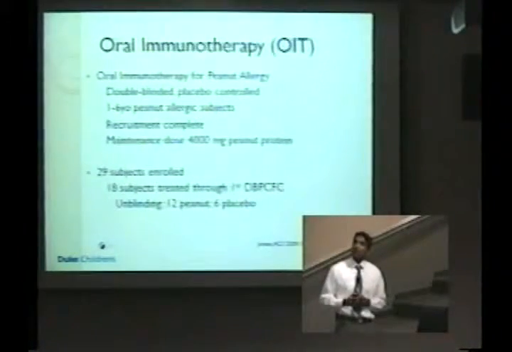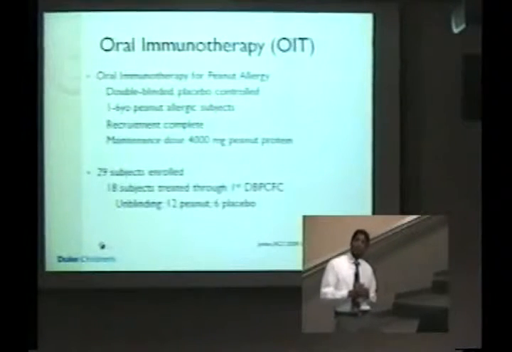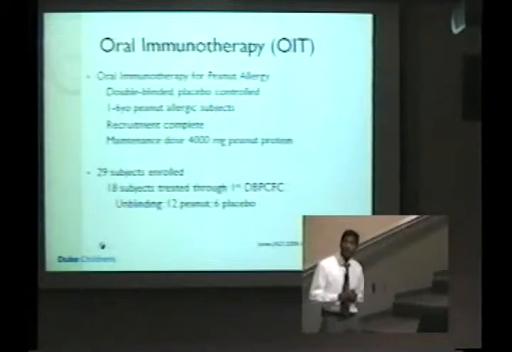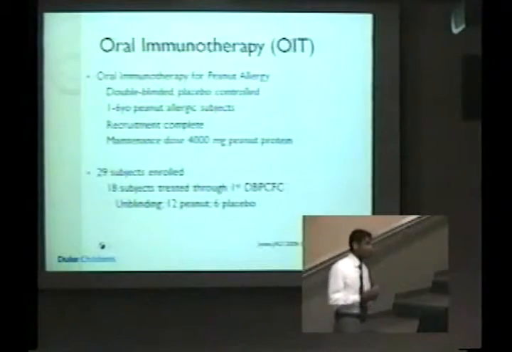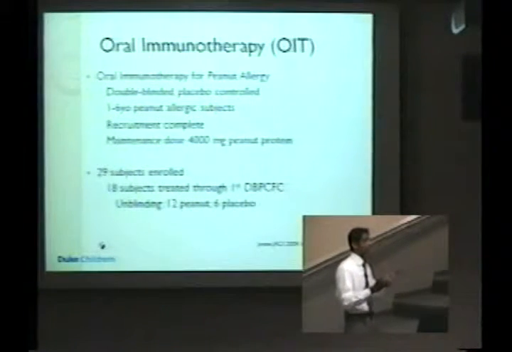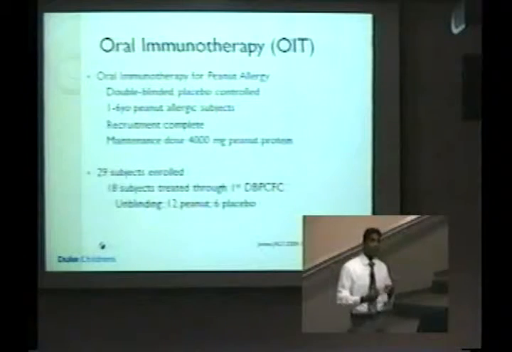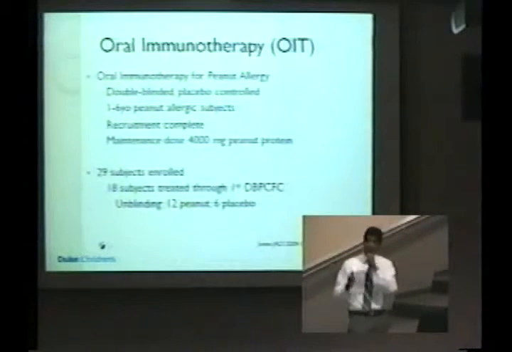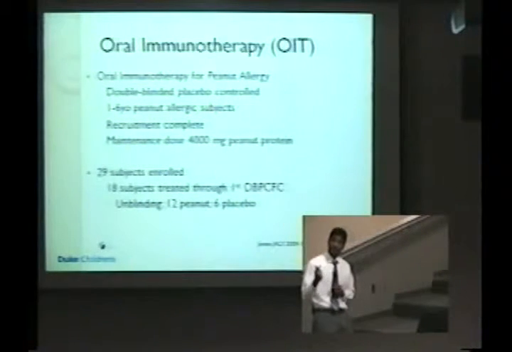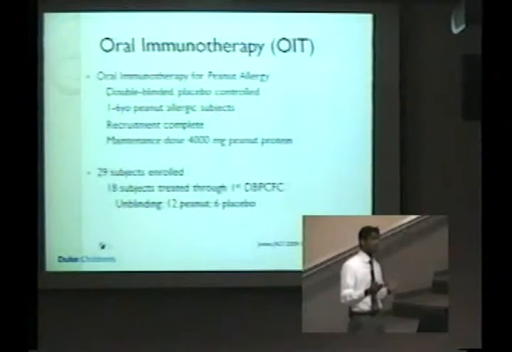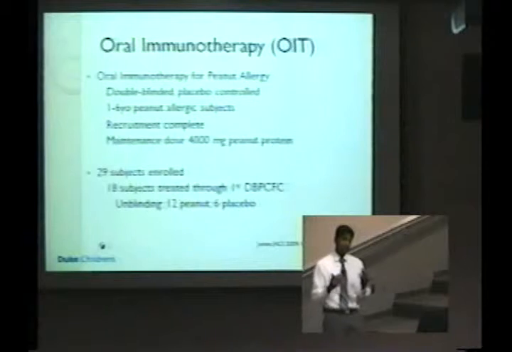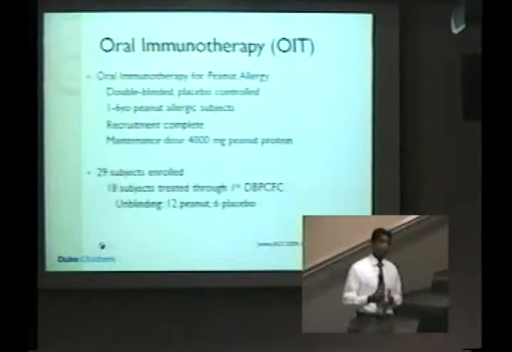The study that is ongoing right now is oral immunotherapy for peanut allergy. It's a double-blinded placebo-controlled trial. So 2/3 of the patients are getting peanut powder, the other third are getting oat flour, and we don't know who's who. The recruitment is complete now, and this has a maintenance dose of 4,000 milligrams of peanut protein. That's 13 peanuts a day. So we have patients that are ingesting 13 peanuts a day once they reach the maintenance phase.